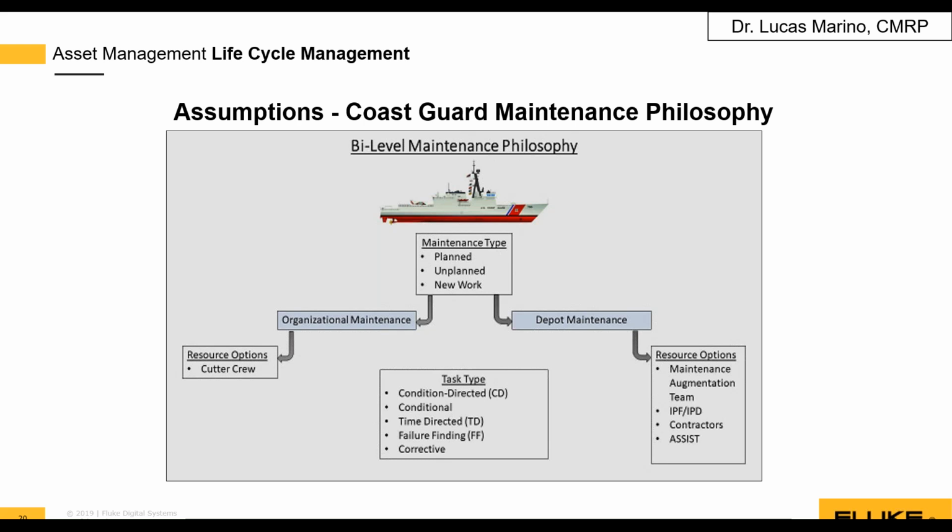Well, the Coast Guard has planned, unplanned, and new work considered as their maintenance types on large vessels. We split our maintenance into what's called a bi-level maintenance model, where organizational maintenance is executed by the ship's crew. Ships are known as cutters. And everything else that's not prescribed to the crew is prescribed to a depot maintenance resource. So depot maintenance is basically anything that's not handled by the crew. And in your depot maintenance, as I stated earlier, you have Coast Guard resources, which are called maintenance augmentation teams, and you have contracted support, and then you have other various types of industrial support as well.